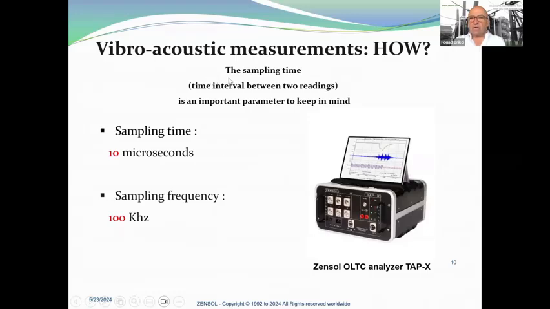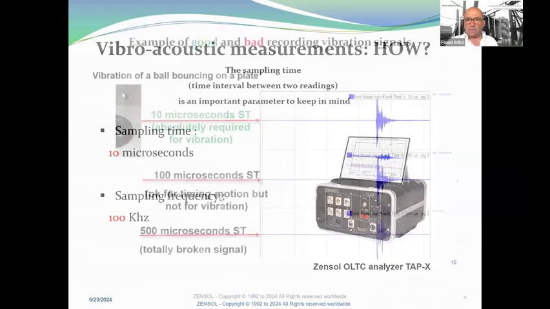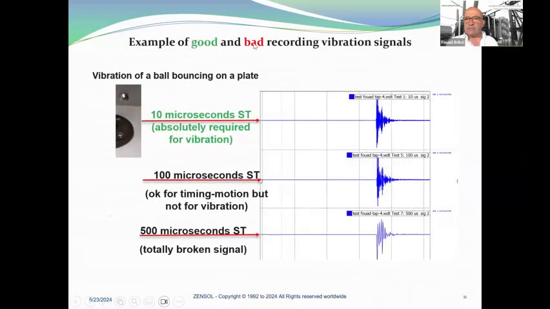So how do we do these measurements? We have to be careful about the sampling time, which is the time interval between two recordings. This parameter, we absolutely need to keep in mind. And the magic value is 10 microseconds, which is the sampling time, which is exactly the same as a frequency of 100 kilohertz. In this slide, you can see an example of good and bad recorded vibration signals. So this is an example of the vibration of a ball bouncing on a plate. Here you have a 10 microsecond sampling time, which is absolutely required for vibration. So you can see the signal here.